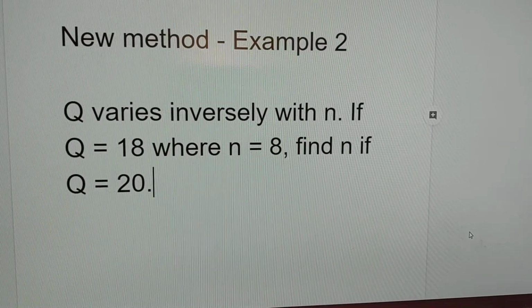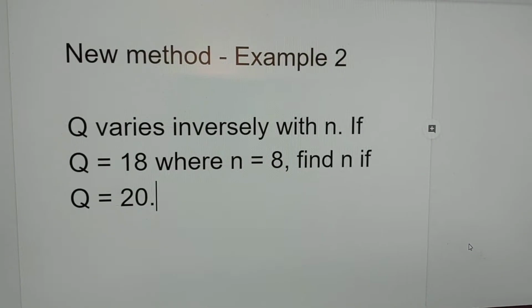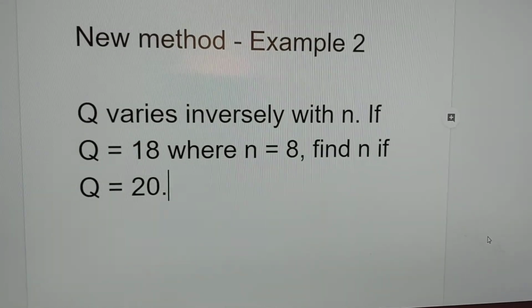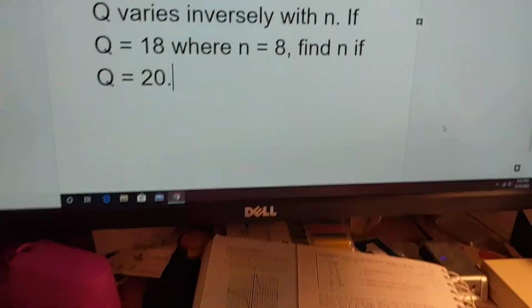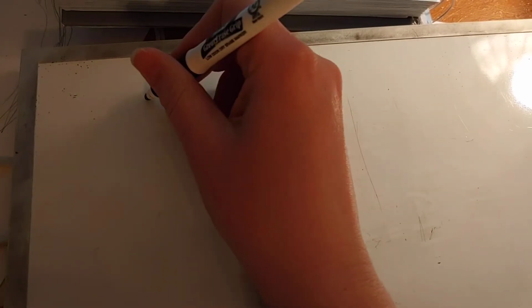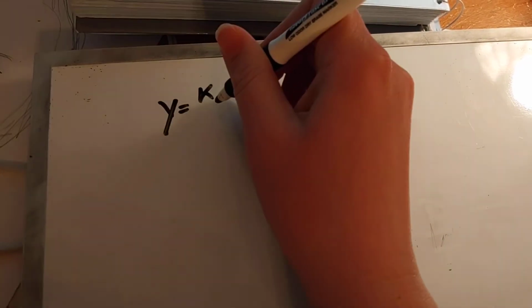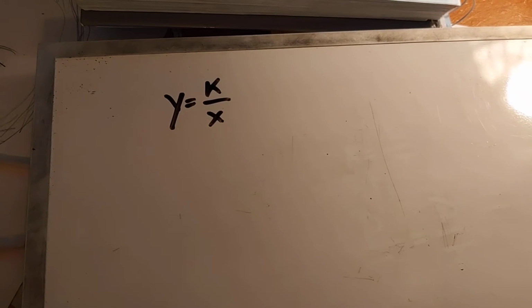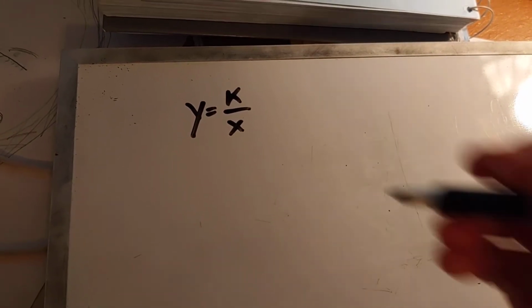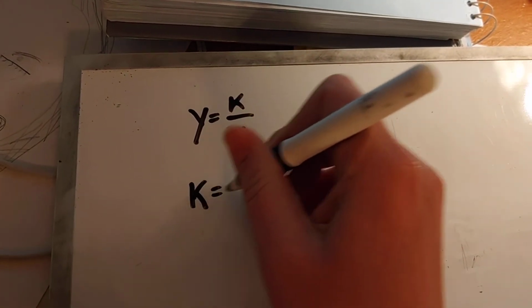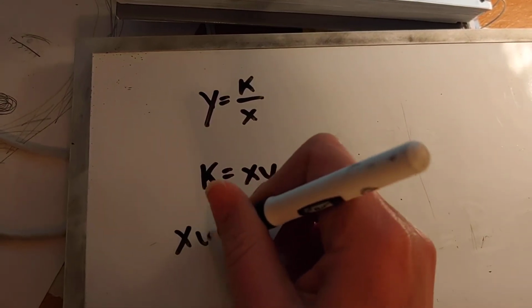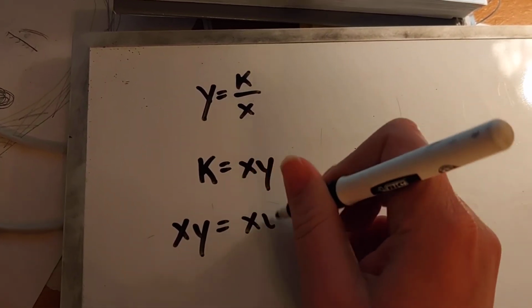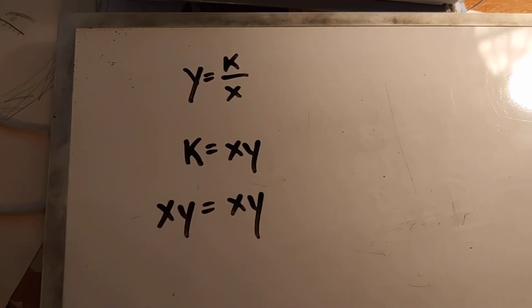All right, now I'm on page 308. Same example 2 as before. We were dealing with inverse variation. So let's do the same thing again. Inverse variation is y equals k over x. But I want to isolate k. So I'm going to multiply both sides by x, and I'm going to get k equals xy. Substitute in, replace my k with an xy. So that means that xy equals xy.